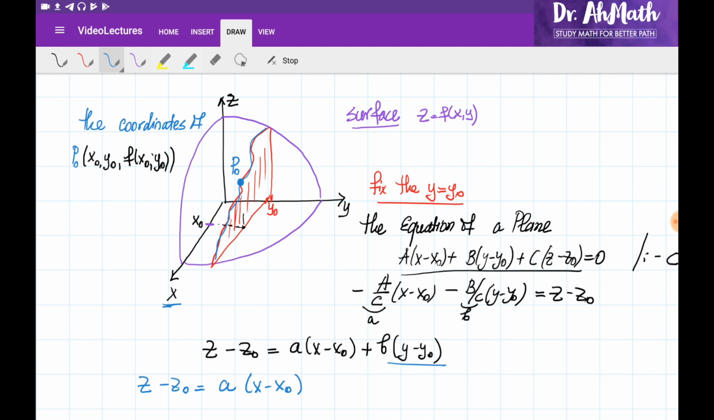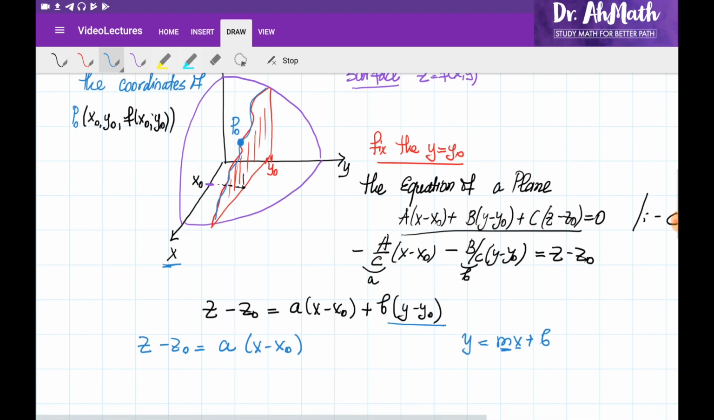So if you remember, the equation of the tangent line was very similar to this, right? It was y is equal to mx plus b, where the coefficient before the x was the slope of the tangent line, and we can find this by taking the derivative of y with respect to x, right? Similarly here, I can take this a as the slope of the tangent plane in the x direction, and I can find this by taking the partial derivative of z with respect to x. So this is going to be the a.